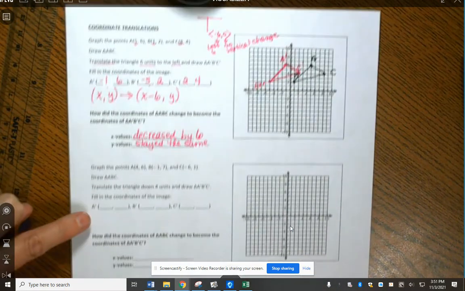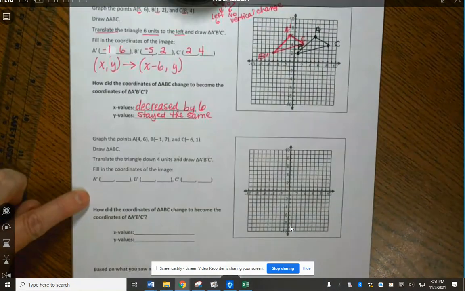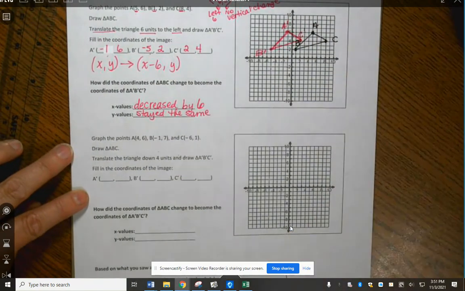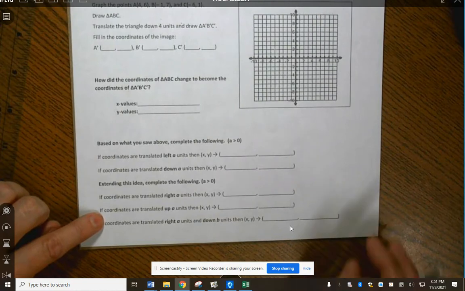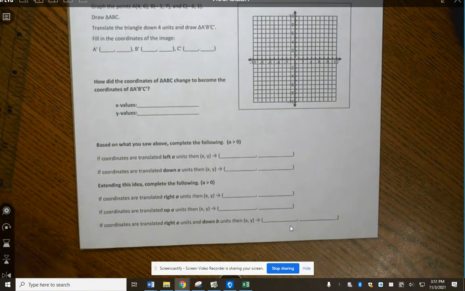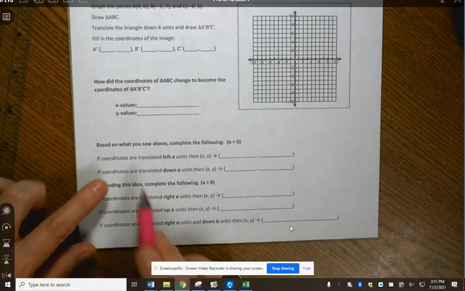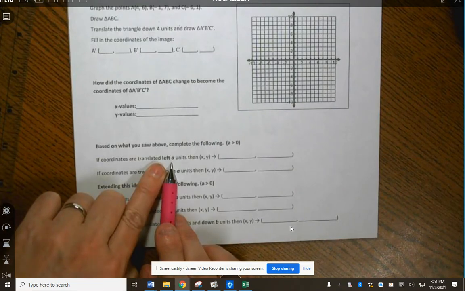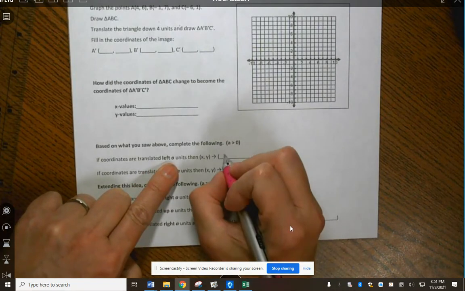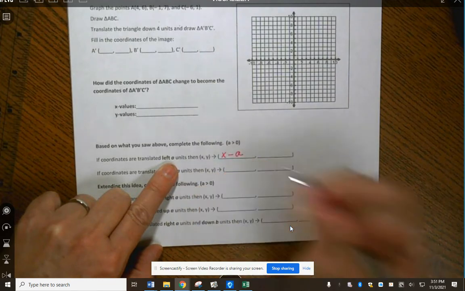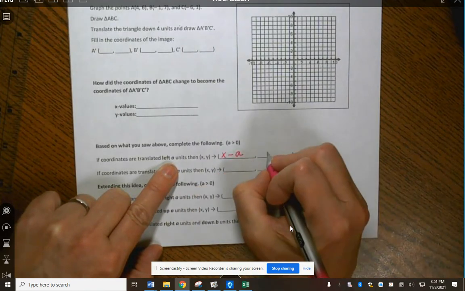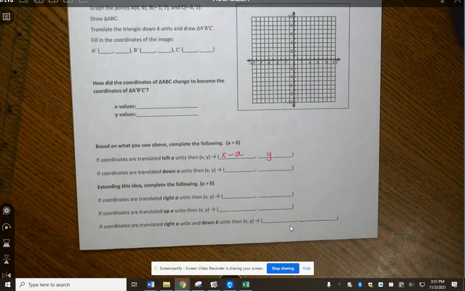So now you're going to do the second one by yourself. And then you're going to answer these questions. So if the coordinates in this example that we did are translated to the left A units, then x is going to be x minus A, and the y didn't change, so it stays a y. And then you can continue to answer the other parts on your own.